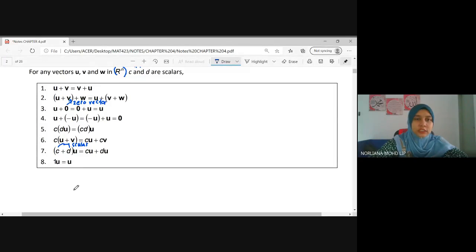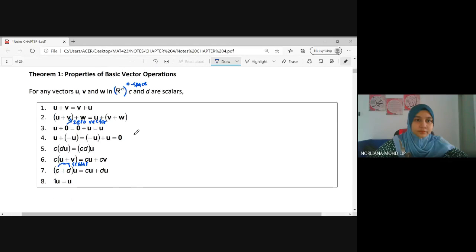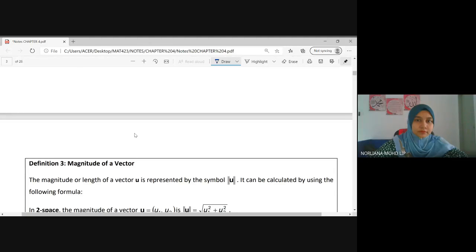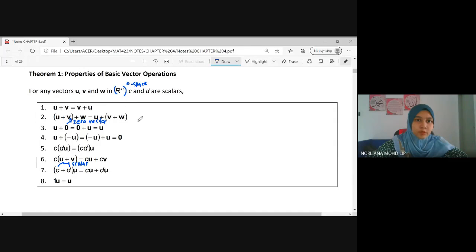So you have to know these 8 theorems. We can use them in the next subtopic, in vector space. These 8 theorems, all of them. For the question, you will not be asked to prove all the theorems. They will pick one or two theorems.